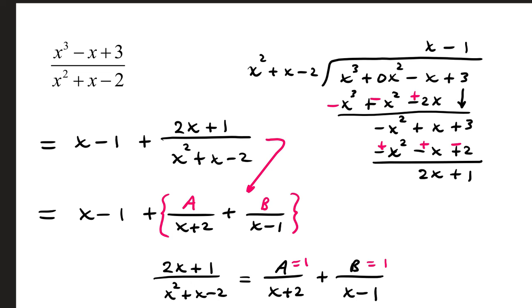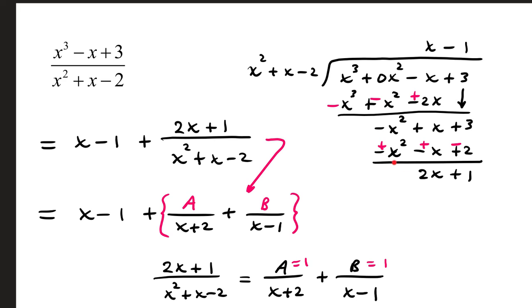First column goes to 0. The second column is negative 1x squared. Third column is positive 1x. Bring your next term down, and then you start the process over. Negative x squared divided by positive x squared is negative 1. Negative 1 times all three terms gives us negative x squared minus x plus 2. Since we're subtracting, reverse all three signs.